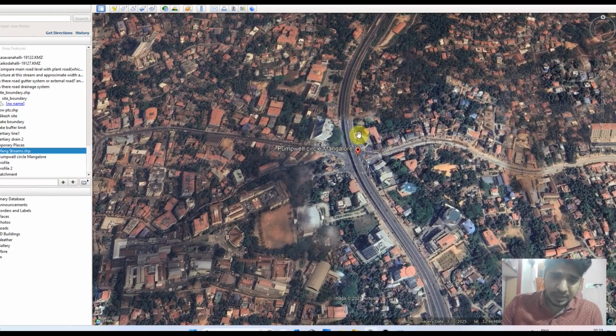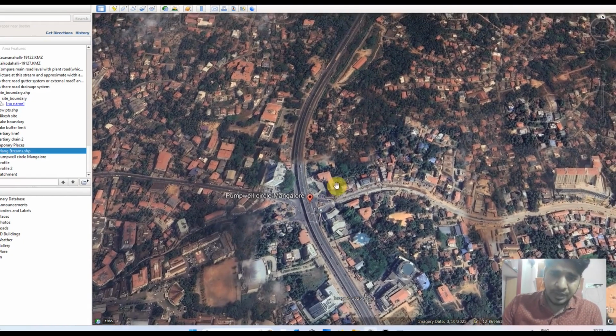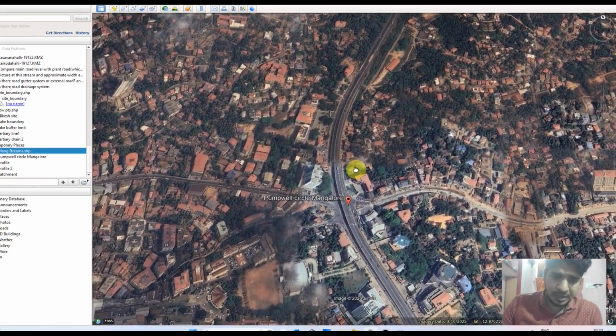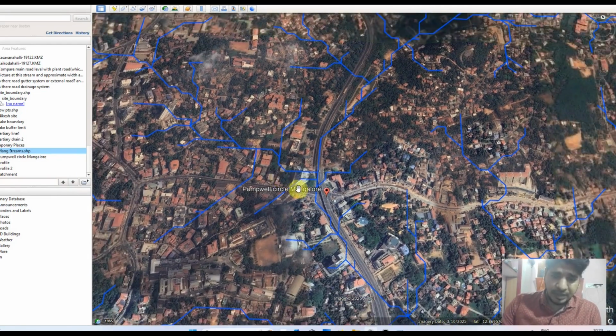In and around this roadway junction. Okay, so when I delineated the natural drainages influencing this Pumpwell circle, I found something interesting which I want to share now. Let me give you a brief on the natural drainage system near the Pumpwell circle.